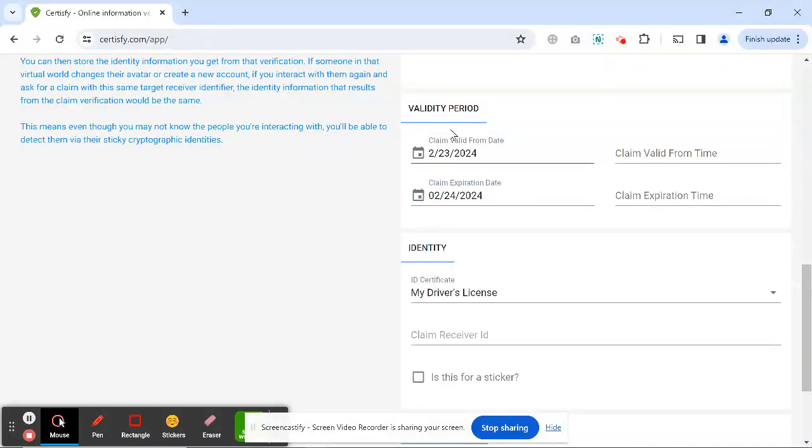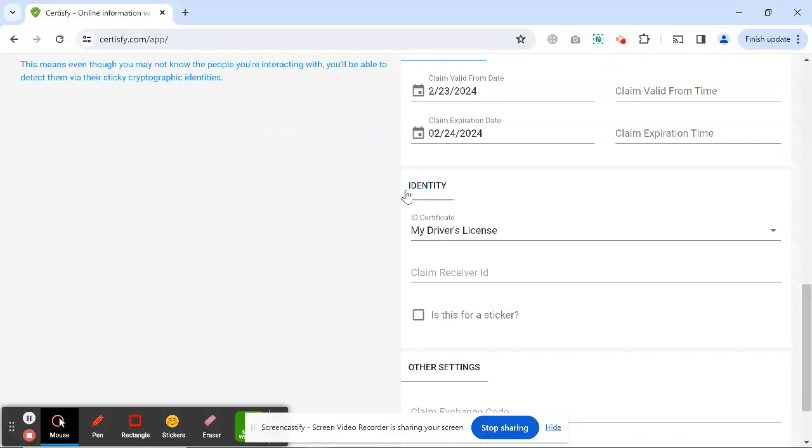It is important that you limit this so that you don't have a cryptographic signature out there that's unlimited in terms of validity. The most important component here is the identity component because that's really what makes this whole solution trustworthy. You have to have a certificate that anchors to your real life identity. In this case, I'm using a certificate for my driver's license that represents my real identity in the real world.